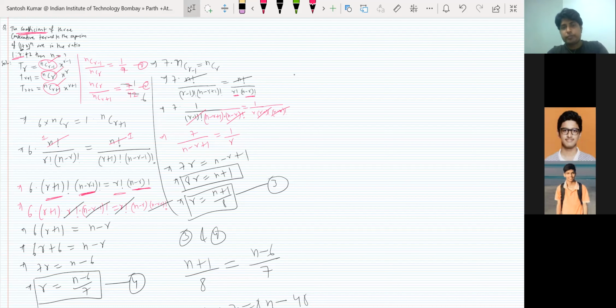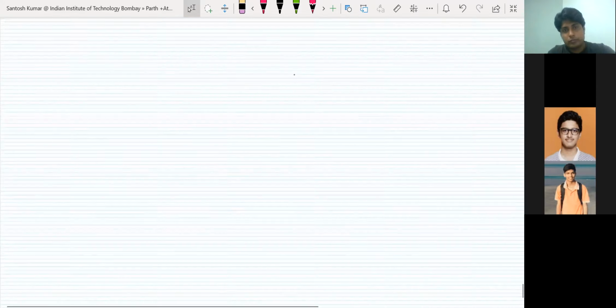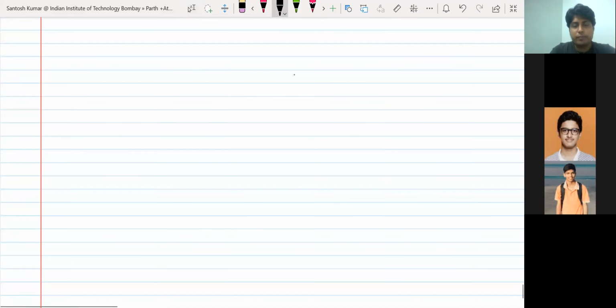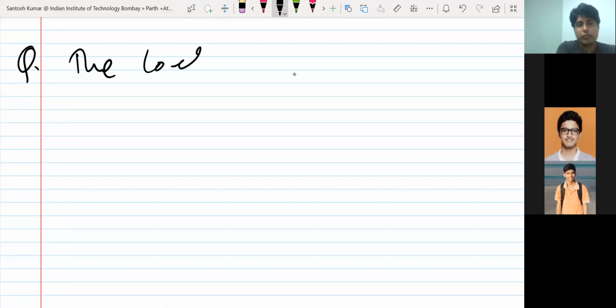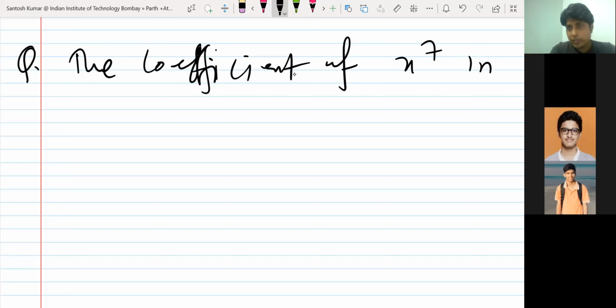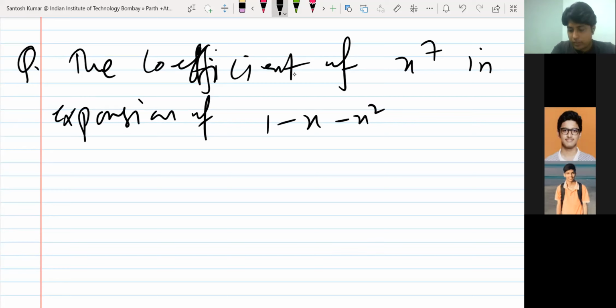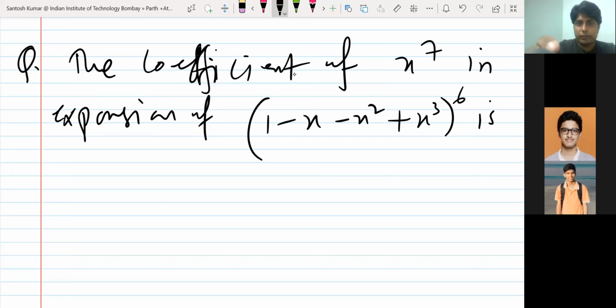So try this. So the question is, the coefficient of x raised to power 7 in the expansion of (1 minus x squared plus x cubed) raised to power 6 is what?